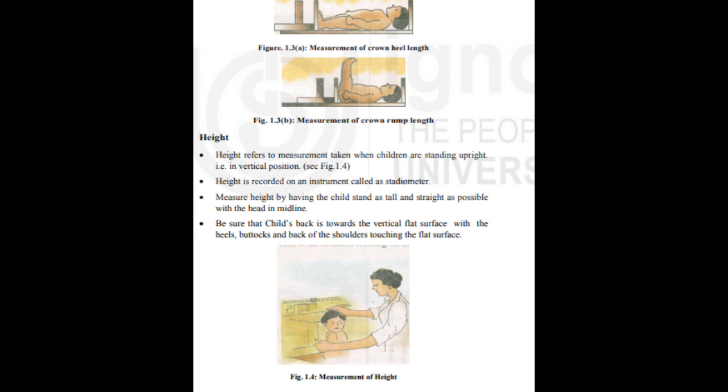Crown heel length is recorded on an infantometer, i.e. a horizontal board with a fixed head and moving foot end. The heel board should be vertical and knees should be held straight. While measuring length on an infantometer, place the head firmly at the top of the board and the heels against the footboard. Measurement of length, horizontal stature, is preferred to height, vertical stature, before the age of 3 years to avoid postural errors.